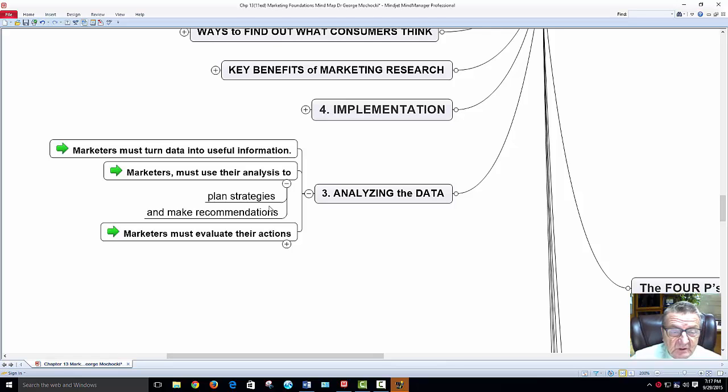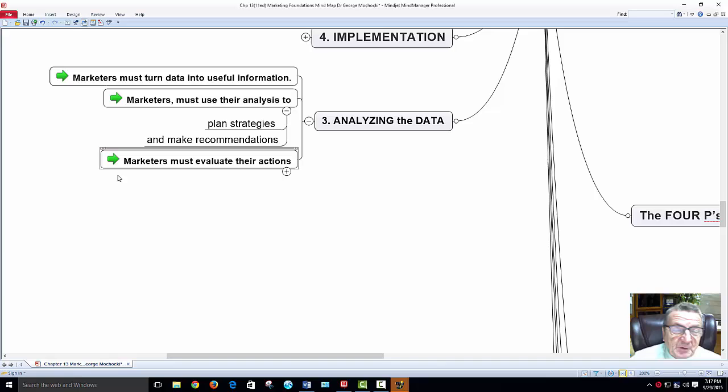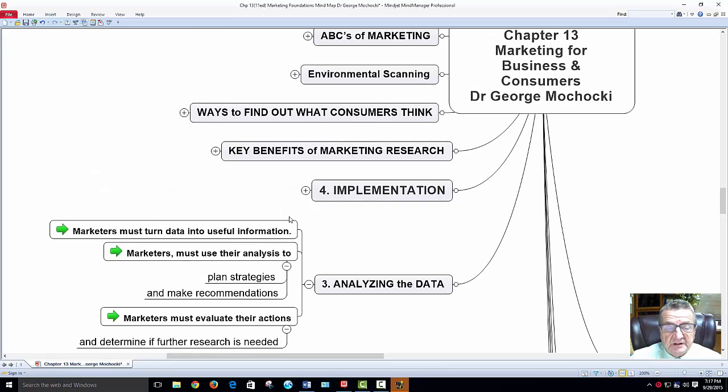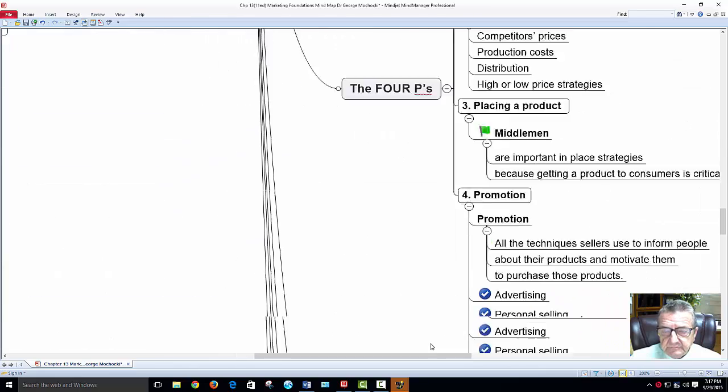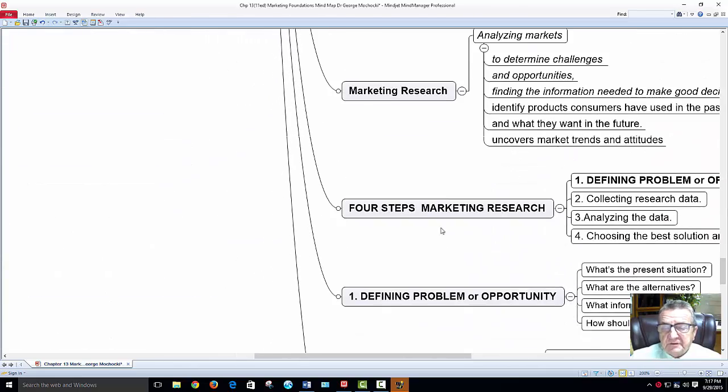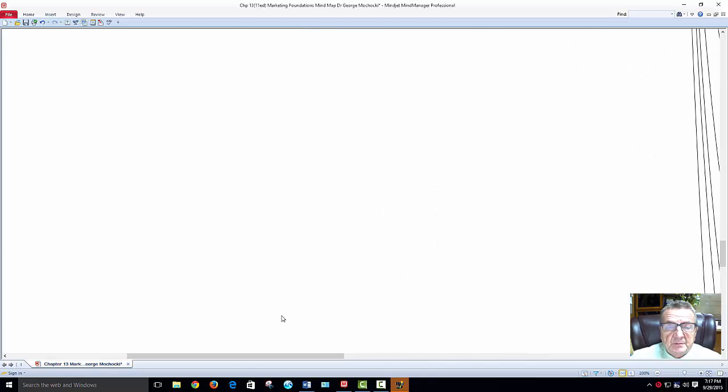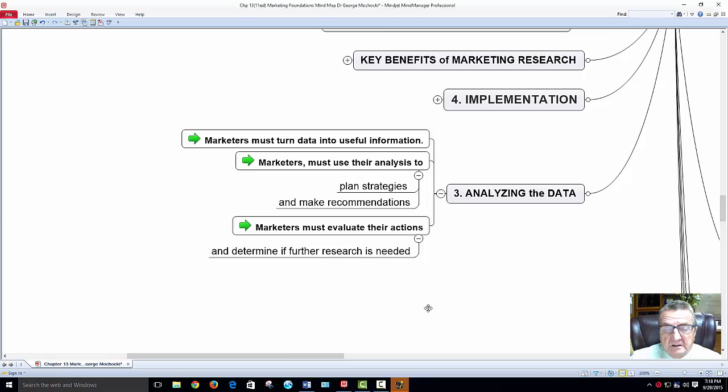Let it be. That's what my GPS tells me, right? Look at it that way. It's analyzing constantly where I'm at, what road, and it's putting me back on target and telling me to take this detour or go this way, and you'll come back to the location you're trying to go to. Marketers must evaluate their actions and determine if further research is needed. Now remember, where the heck am I? There are 4 steps for marketing research, and we're on step number 4. Right? Marketers must analyze.